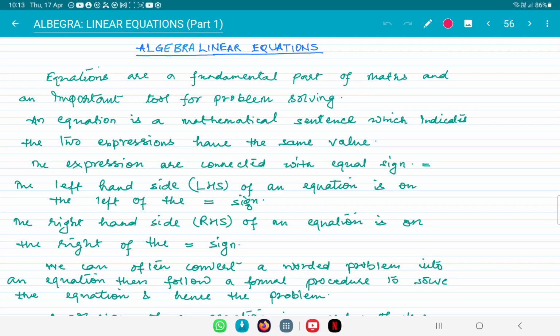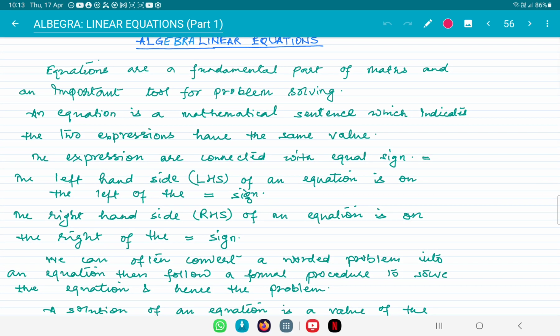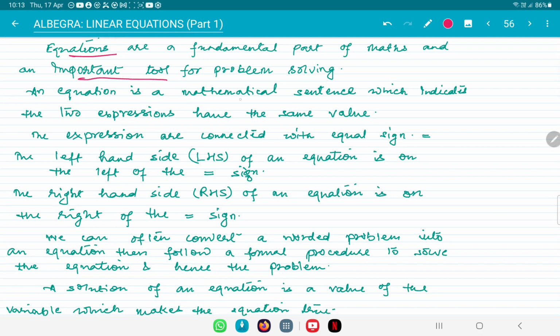Students, in this video I am explaining algebra linear equations, which are a part of algebra. First we will discuss what a linear equation is. Equations are a fundamental part of maths and an important tool for problem solving. With the help of equations we can solve different word problems as well as simplify equations. An equation is a mathematical sentence.